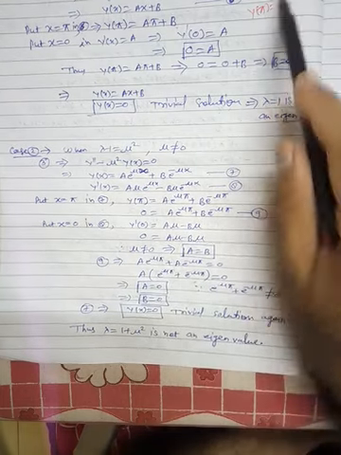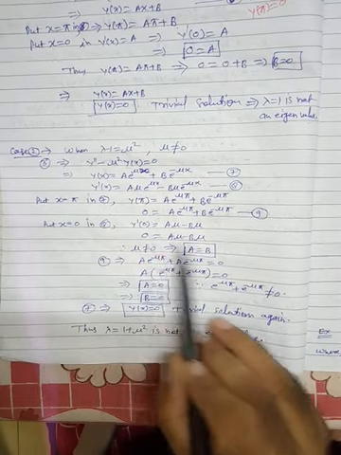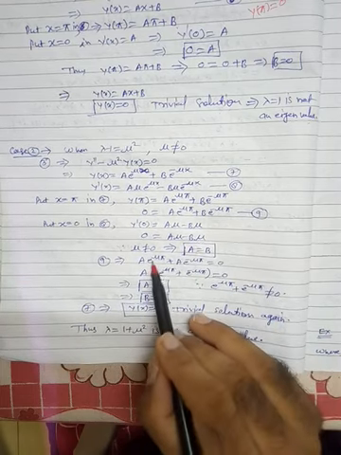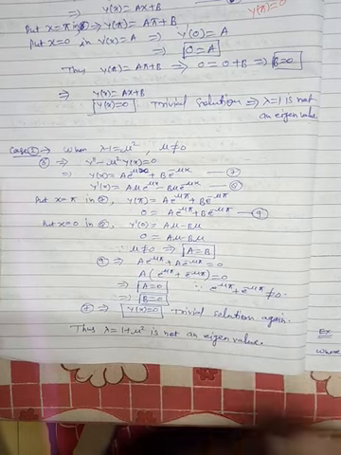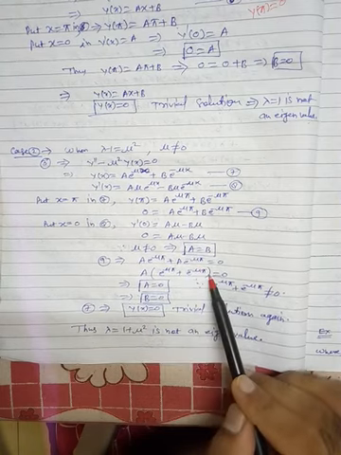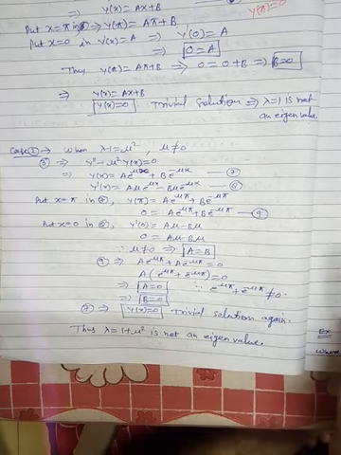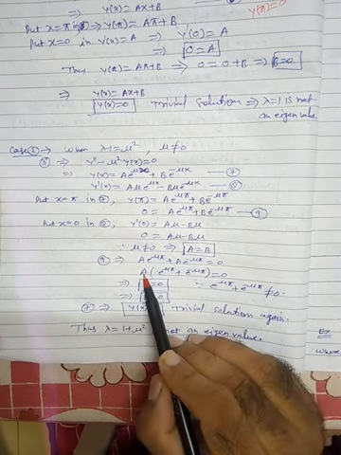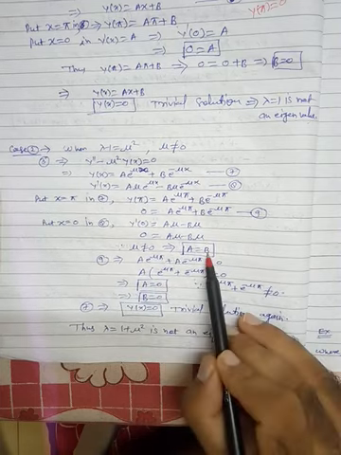But y dash at 0 is 0, so this is 0. From here, since mu is a non-zero quantity, this gives a equal to b. Now equation number 9 reduces to a e raised to the power mu pi plus a e raised to the power minus mu pi equal to 0. Take a common. Now we know that this quantity is always non-zero for all values of mu. Since the product is 0 and this factor is non-zero, a should be 0. When a is 0, according to this, b is also 0.